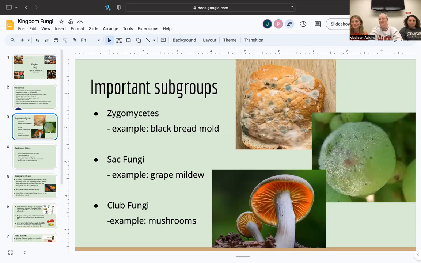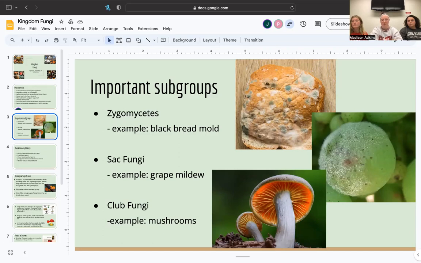Zygomycetes, also called zygomycota. They live mostly on decaying organic material. They reproduce sexually and asexually. When they reproduce sexually, they use zygospores, and asexually with spores. They form pretty quickly, but they don't live very long.